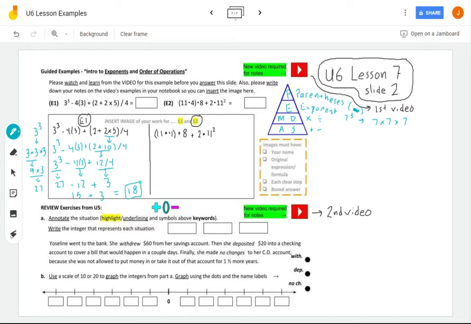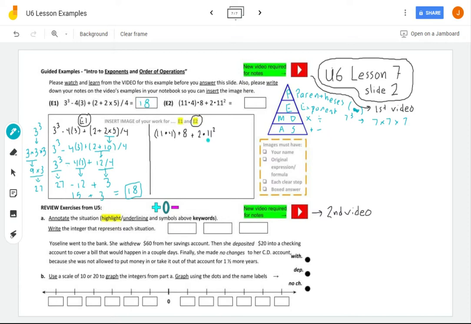So our final answer is 18, and you needed to show the expanded form right here, 3 times 3 times 3 for our exponent, and then you needed to show the steps along the way. So this is our answer, 18.